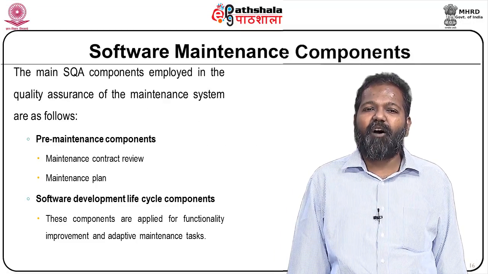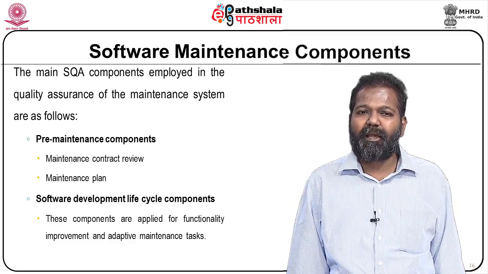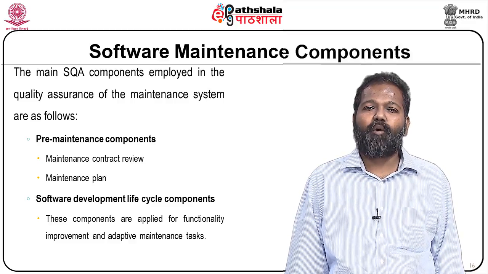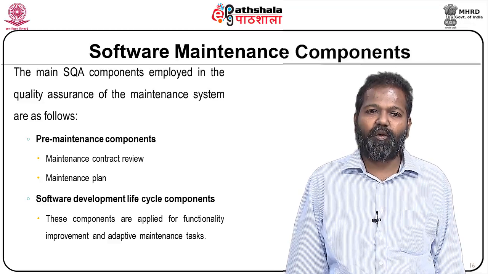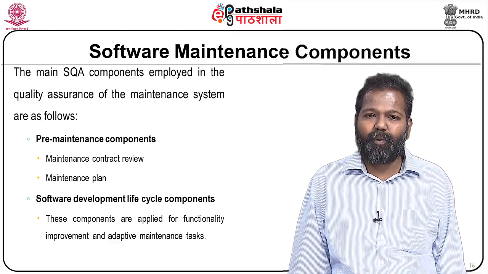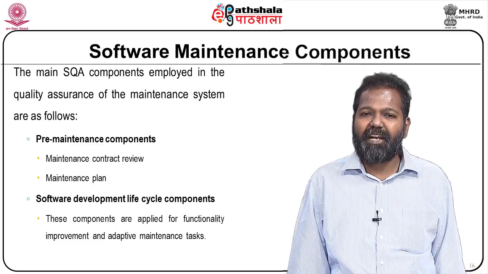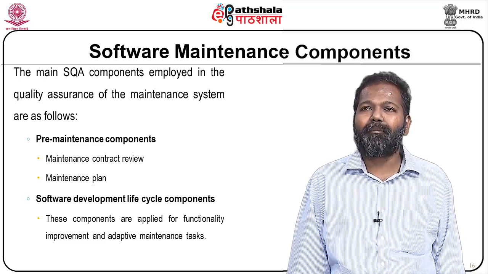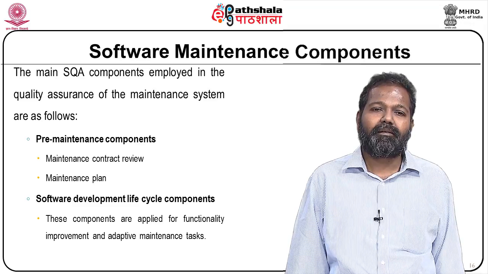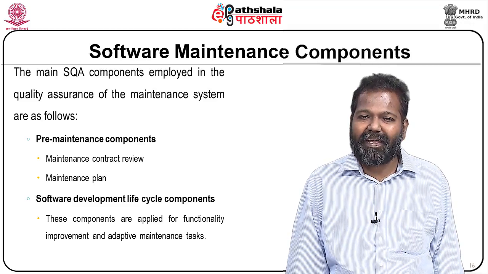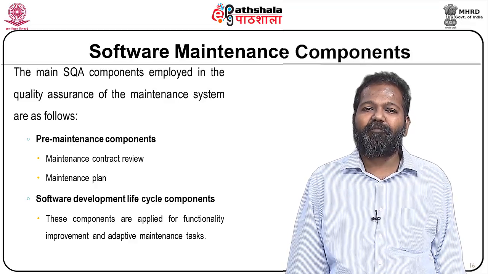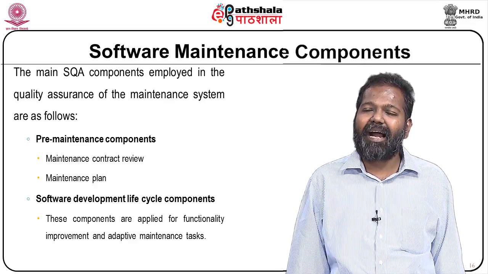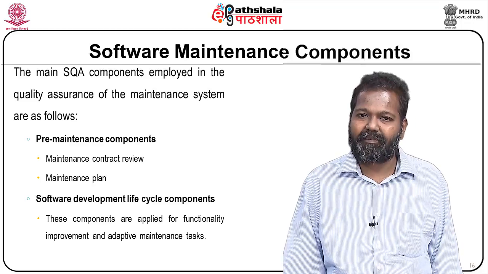The main software quality assurance components employed in the quality assurance of the maintenance system are as follows. Pre-maintenance components: maintenance contract review, maintenance plan. Next, software development lifecycle components. These components are applied for functionality improvement and adaptive maintenance tasks.